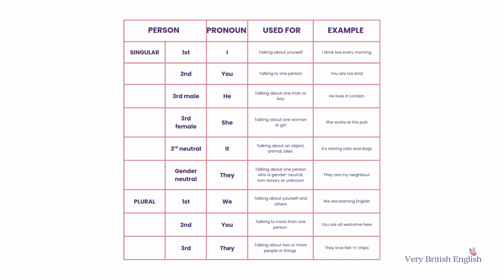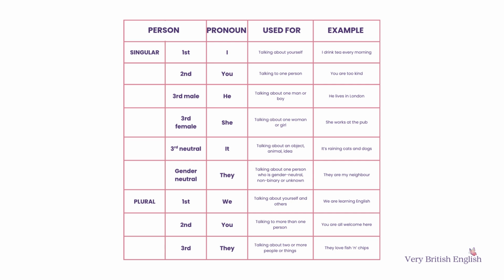The correct pronoun for first person singular is I. It's used for talking about yourself. For example, I drink tea every morning. I am teaching you English. I is all about, well, me, or in your case, you. I is simple, confident, and always the star of the sentence.